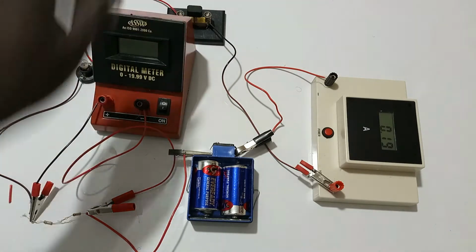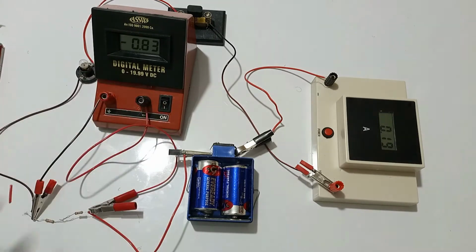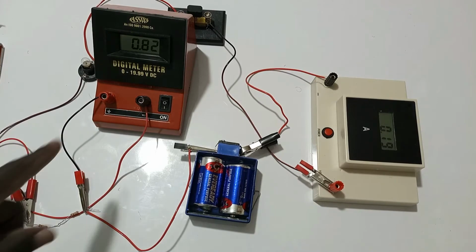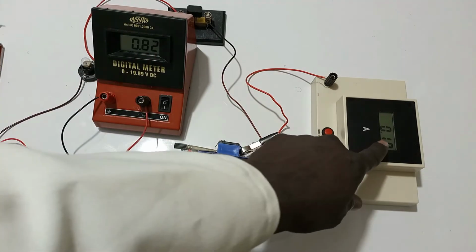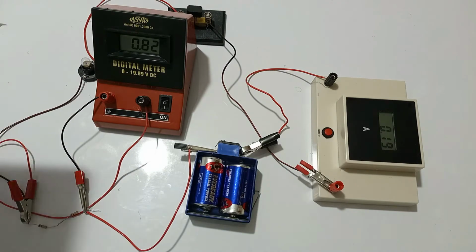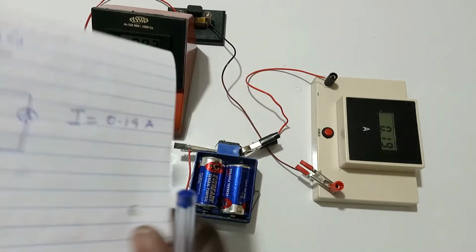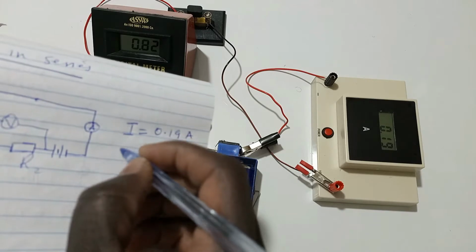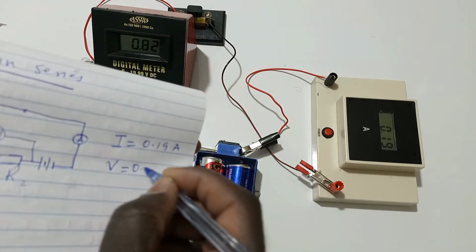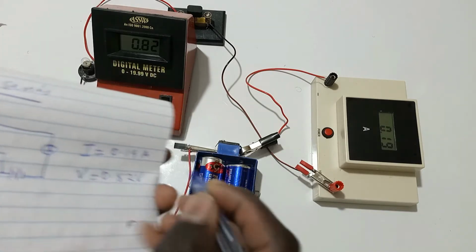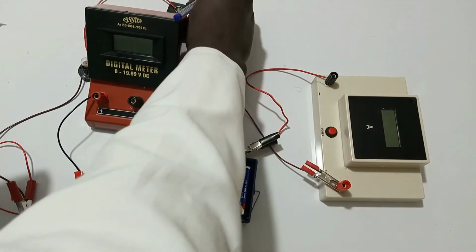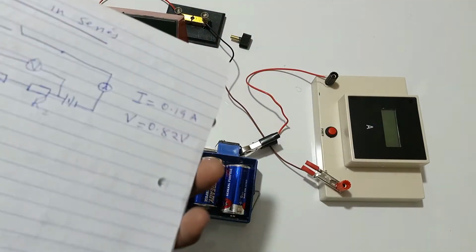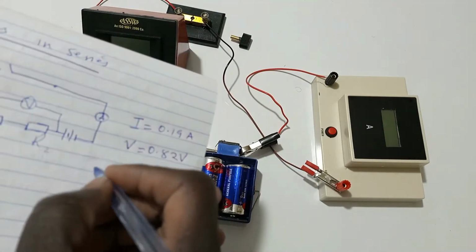The circuit is still complete. So there we go. The voltage is 0.82 while the current is 0.19. So voltage V is 0.82 volts. Then you can switch them off. So from here we know the resistance.